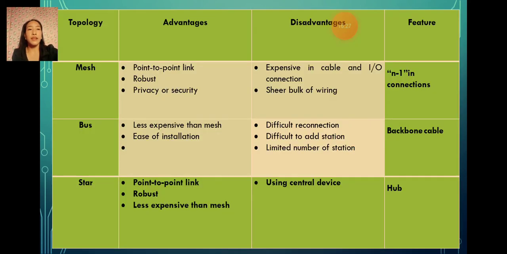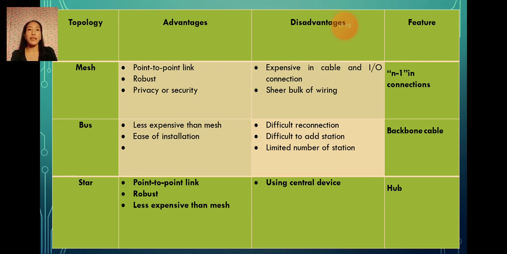Next, here are the four categories of topology showing their advantages, disadvantages, and features. First topology is the mesh. Advantages: point-to-point link, robust, privacy or security. Disadvantages: expensive in cable and I/O connections, input/output connections, sheer bulk of wiring. Features: n(n-1)/2 connections.